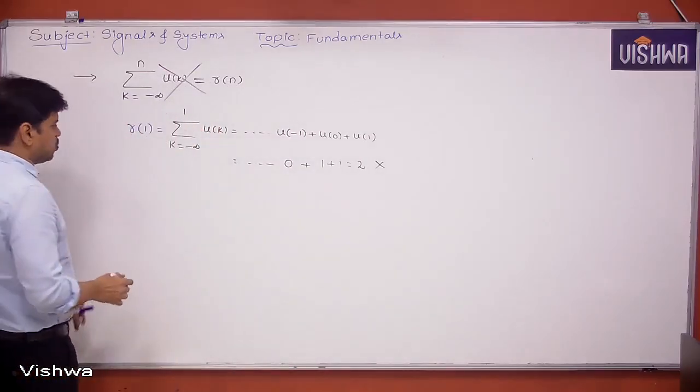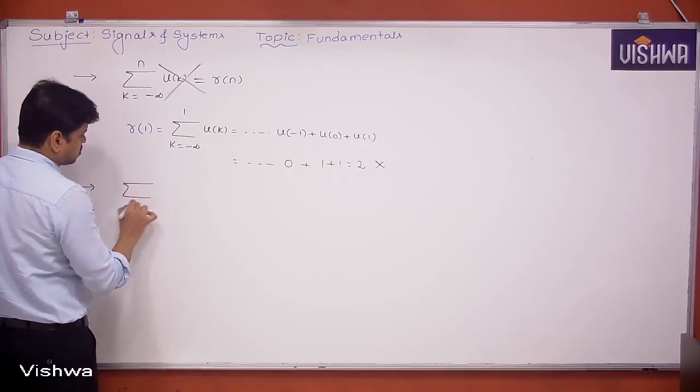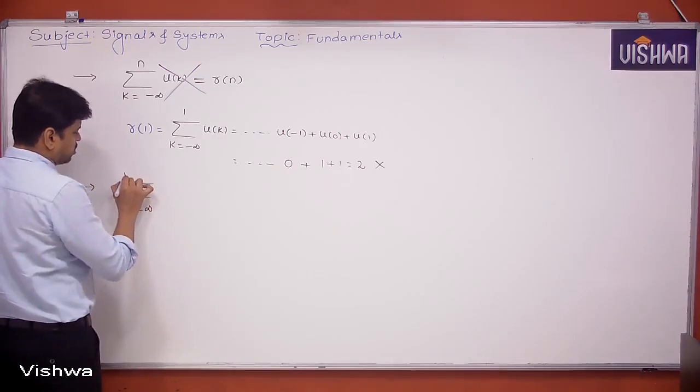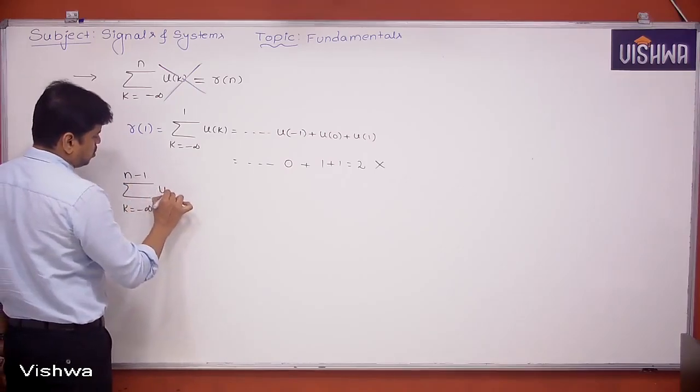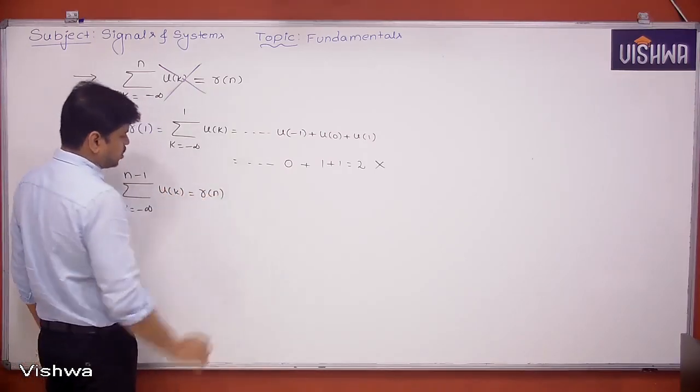Then what is the correct one, sir? It is simply summation k equals minus infinity to n minus 1, u of k, is equal to r of n. This is the correct one.